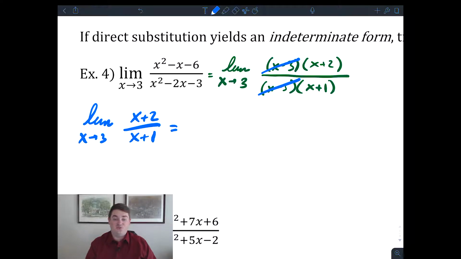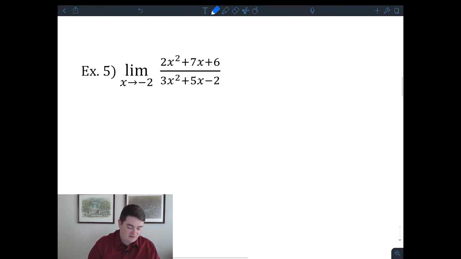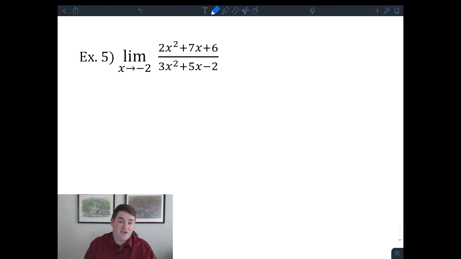And now direct substitution works just fine. Take a 3, plug it in, 5/4. So what that means, just thinking about the graph, is it has a hole at the point (3, 5/4). But the value of the limit is 5/4. Okay. Next up, we're going to have the same problem here.